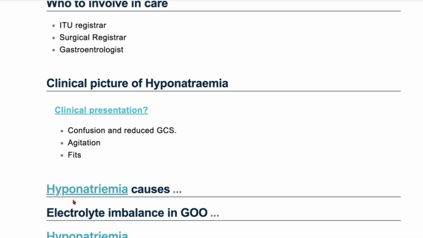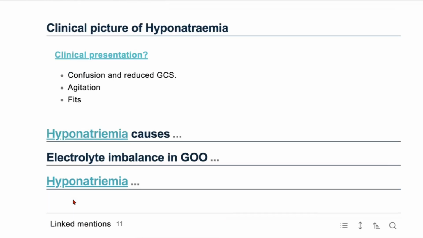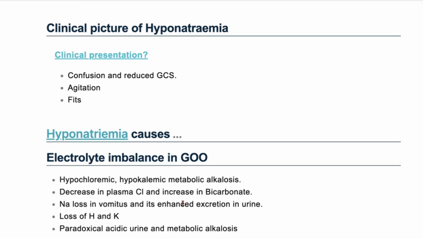It could be due to heart failure, could be due to nephrotic syndrome, and could also be due to over-administration of normal saline. Electrolyte imbalance in gastric outlet obstruction: the electrolyte imbalance would be hypokalemia, hyponatremia, metabolic alkalosis. It's basically the whole thing that we covered, right? So it's a hypokalemic metabolic alkalosis. You can also talk about the hydrogen and potassium, etc.